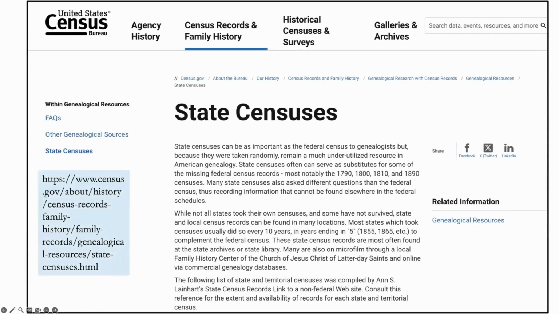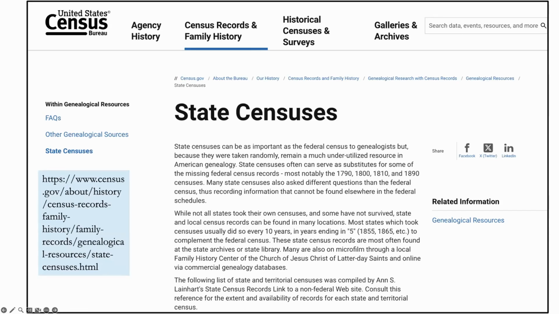So one of the things that you can focus on initially here is that there are state censuses. Almost every state has at least one, and some have a whole bunch. And we'll go through and see sort of an overview of all of these different censuses. But if you want to find out that information, you can start right here on the United States Census Bureau site, where you can learn about state censuses and learn further about genealogical research with census records.